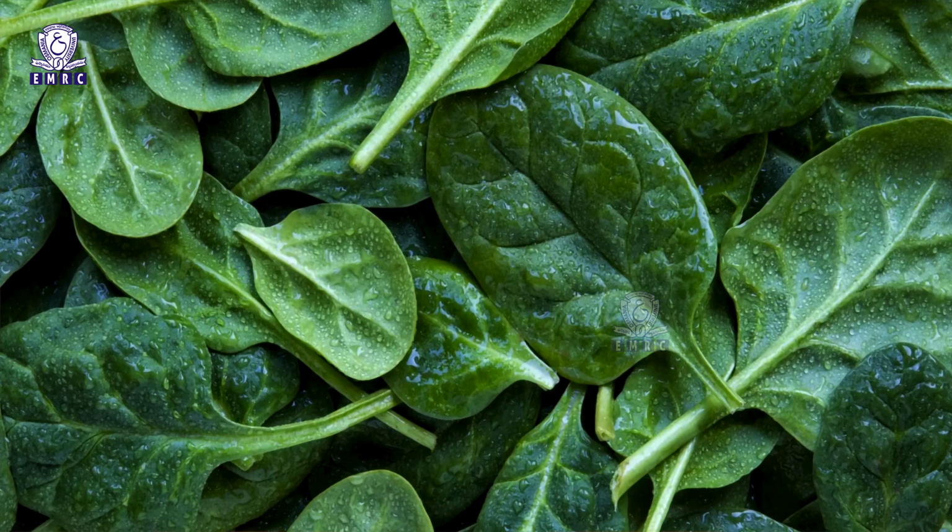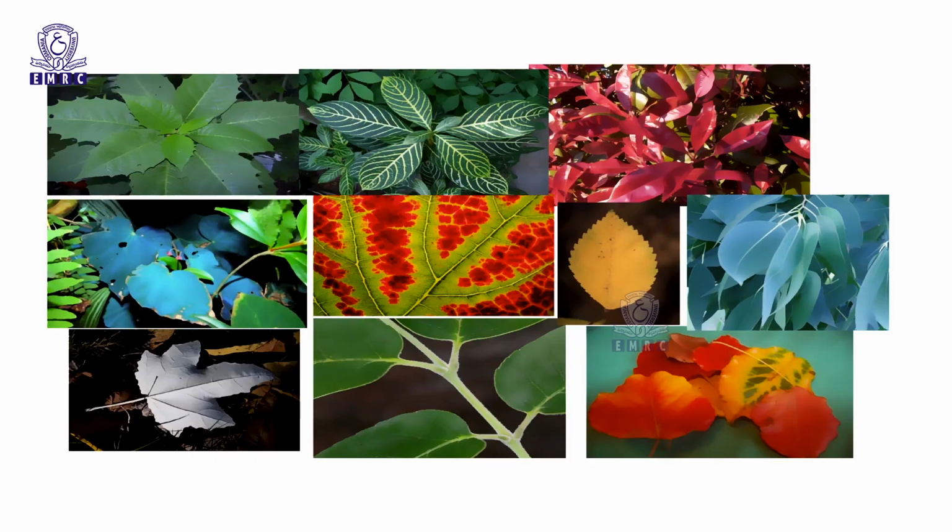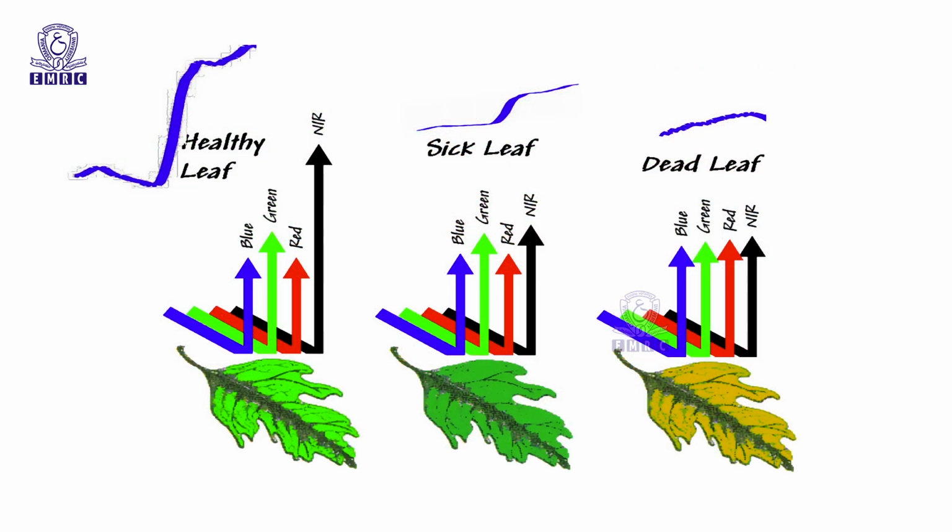The internal structure of the healthy leaf acts as an excellent diffuse reflector of near-infrared wavelength. If we were sensitive to the near-infrared, then trees would appear extremely bright to us at these wavelengths. In fact, measuring and monitoring the near-infrared reflectance is one of the ways by which scientists can determine how healthy or unhealthy the vegetation is.